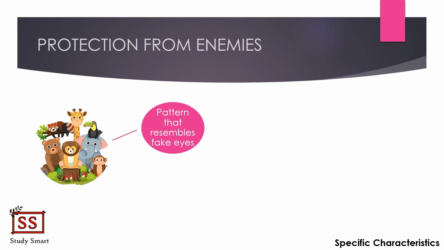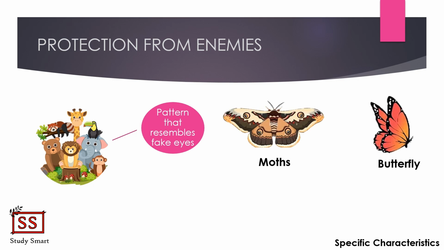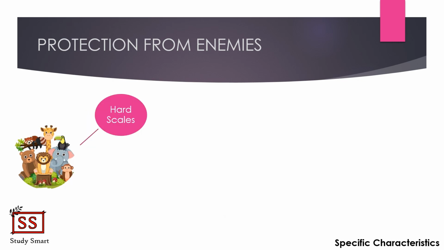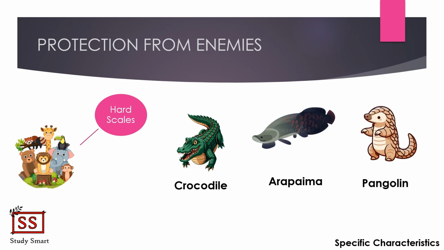The animals that have patterns that resemble fake eyes are moths, butterflies, and caterpillars. Moths have patterns that resemble fake eyes on their wings to deceive the enemies. Caterpillars have fake eyes in order to scare off the predators. Other than that, some animals have hard scales that can protect themselves from injuries. Those animals are crocodile, arapaima fish, and pangolin.